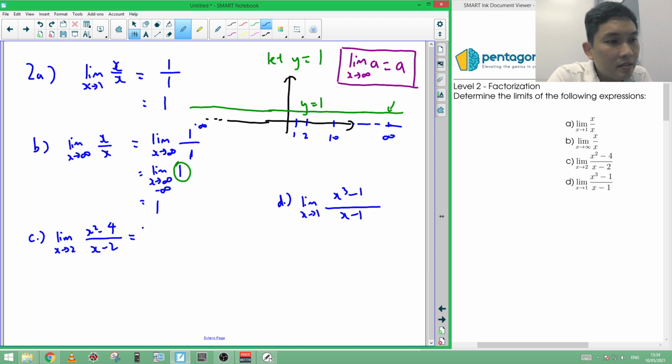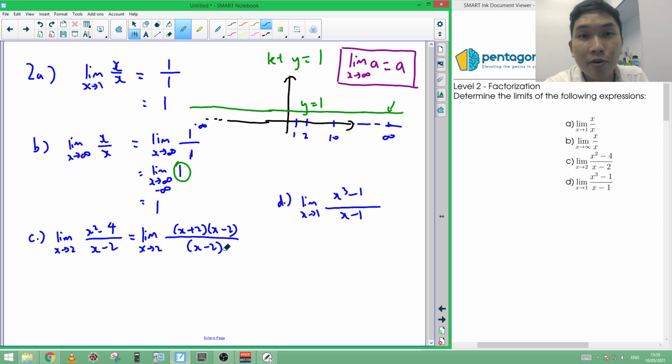When we take limits, you can see that level 2, the questions on page 2, is about factorization. What do you think we can factorize? You can see the numerator is a difference of 2 squares, isn't it? To factorize a difference of 2 squares, a squared minus b squared is going to be (a plus b) times (a minus b). And then this is the denominator. How convenient, right? We can cancel this off.